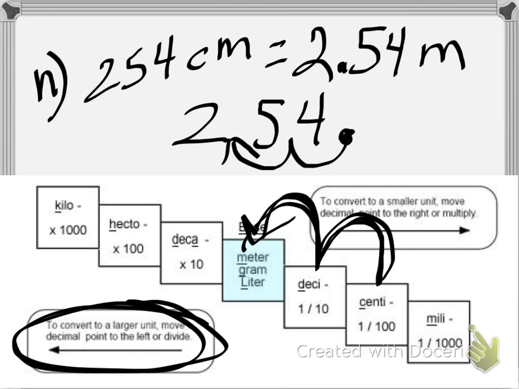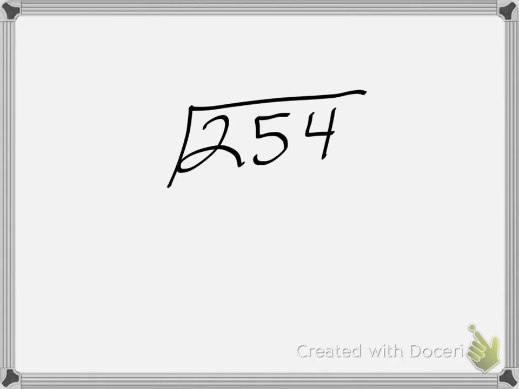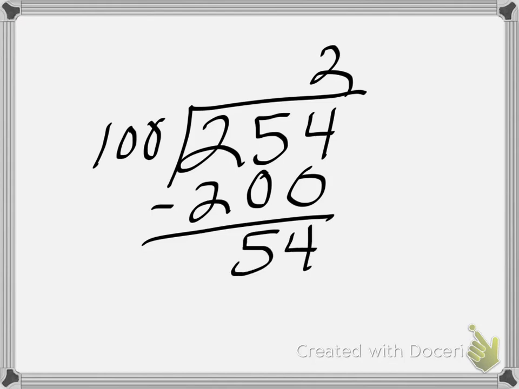Now, since we're moving two places also, we could take 254 and divide it by 100. So this is 10 each space, so 10 times 10 is 100. So we could take 254 and we could divide that by 100. 100 would go in there twice, which gives me 200. Subtract, 54. Once again, decimal point goes at the end, and it also goes in the answer. And then we can add a 0, because 254.0 is the same as 254, so we haven't changed the value.